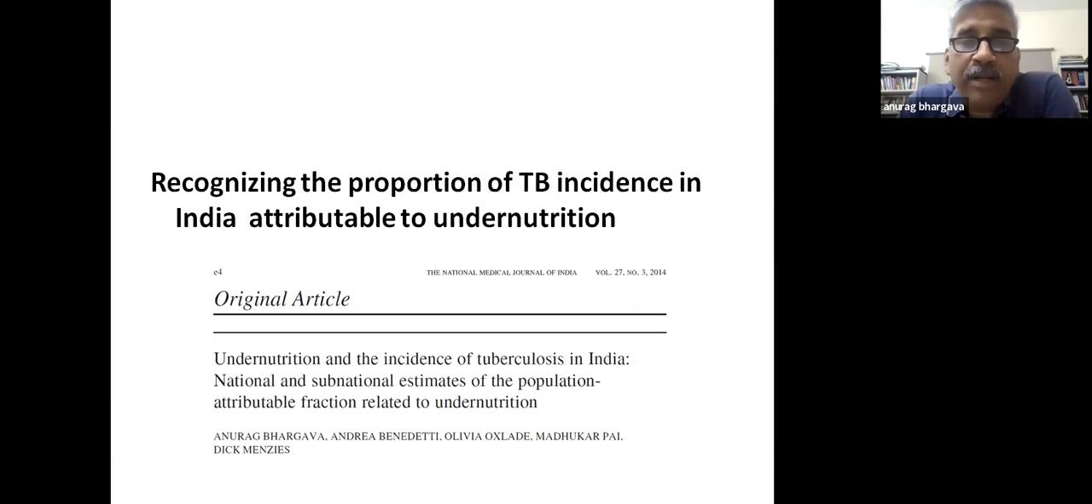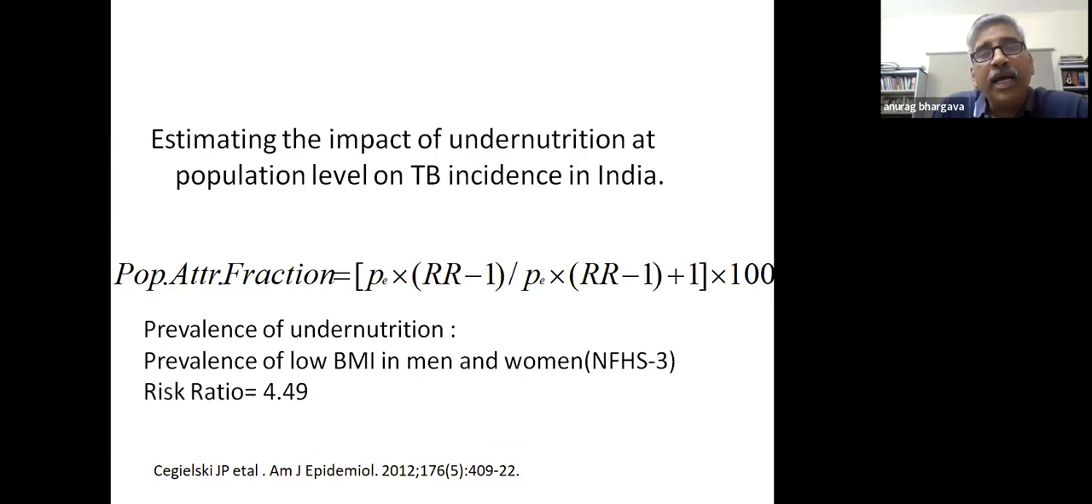The second thing was recognizing the proportion of TB incidence in India attributable to undernutrition. I'll just quickly go through this. Everybody is familiar with the simple formula for estimating the population attributable fraction, which is the fraction of the burden of disease which could potentially be eliminated if a particular risk factor were eliminated. Here we took the prevalence of undernutrition from the prevalence of low BMI in a nationally representative sample, the NFHS-3, and a risk ratio from a study by Sejelski, published in 2012. This was one of the few studies where the cohort was from a nationally representative sample, and they had particularly seen TB incidence below 18.5 BMI.